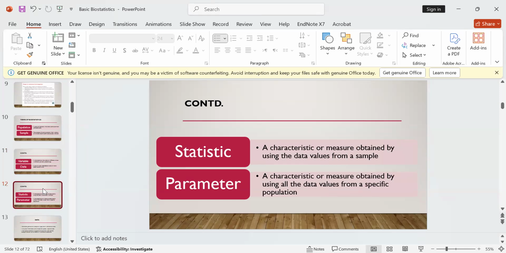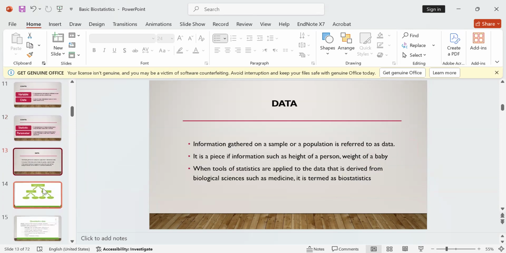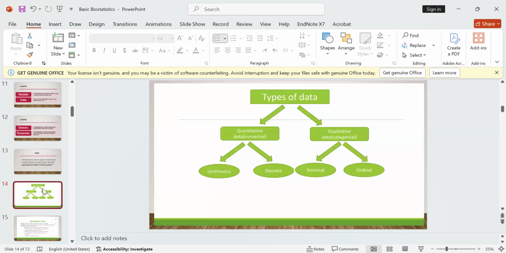Statistic is a characteristic or measure obtained by using the data values from a sample, and parameter is a characteristic or measure obtained by using all the data values from a specific population. Now, what is data? Information gathered on a sample or a population is referred to as data. It is a piece of information such as the height of a person, the weight of a baby. When tools of statistics are applied to the data that is derived from biological sciences such as medicine, it is termed as biostatistics.